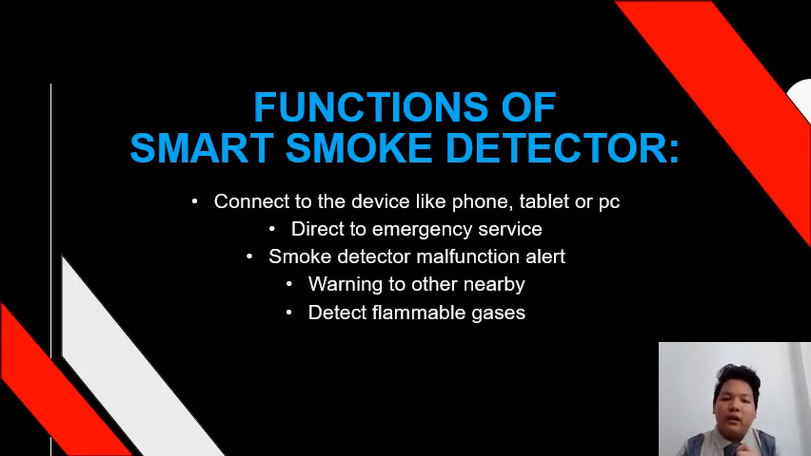Okay, third, smoke detector malfunction alert. If the smoke detector is low on power, it will notify the owner by the alarm. Okay, a warning to others nearby. Okay, an alarm system is provided to notify the owner and the neighbors nearby.